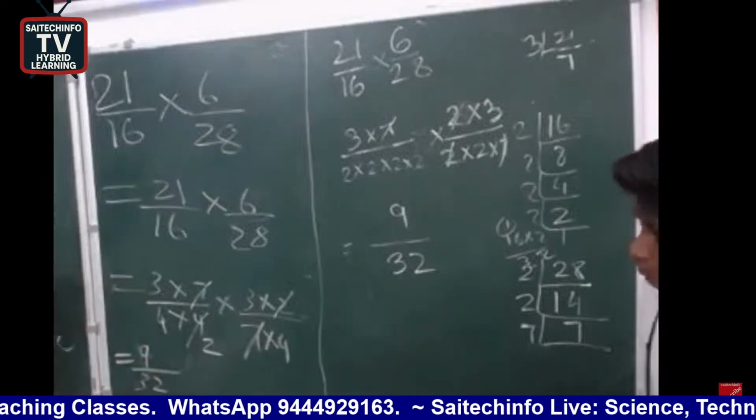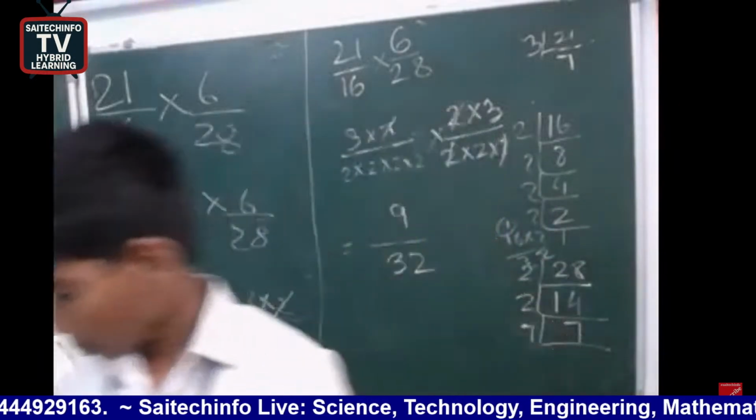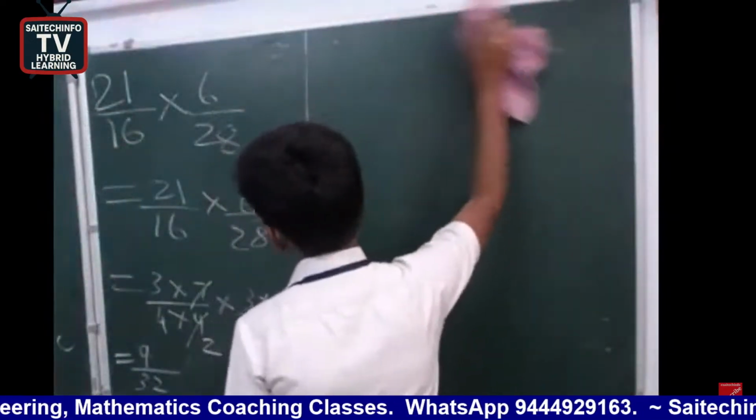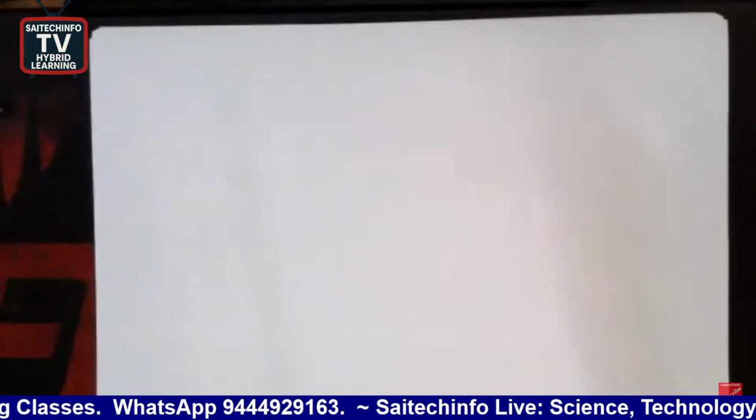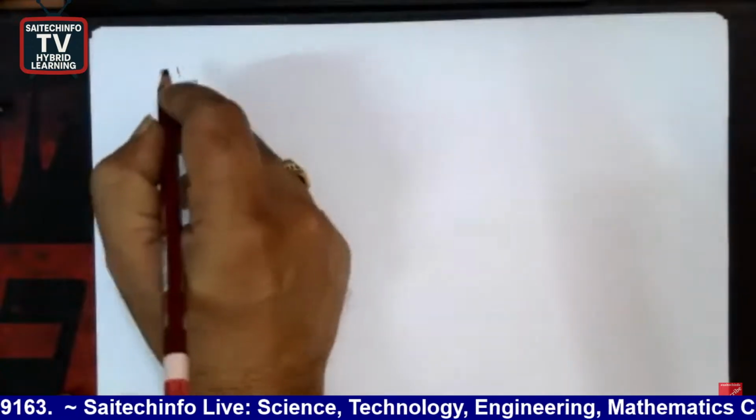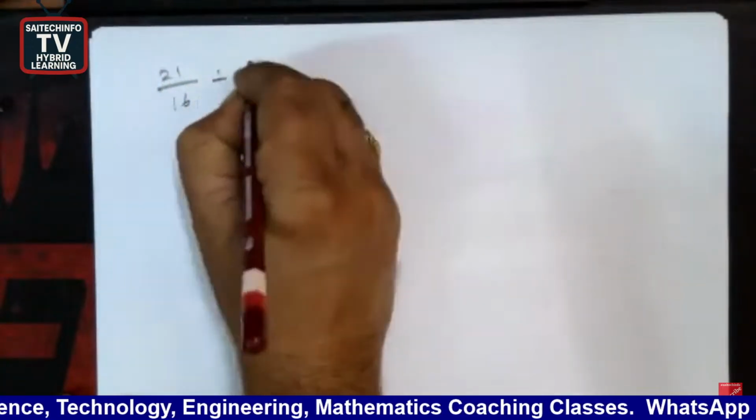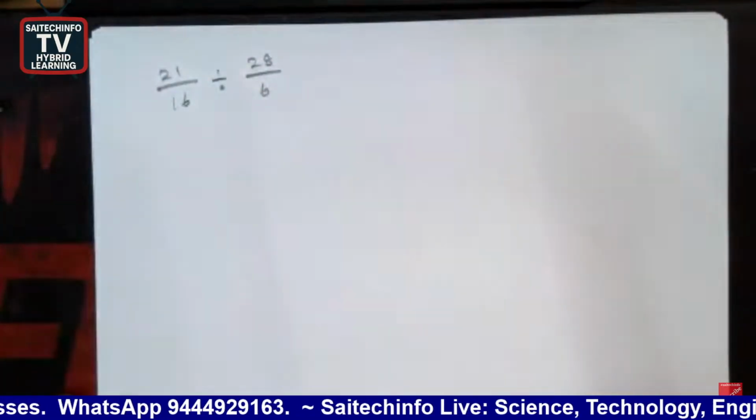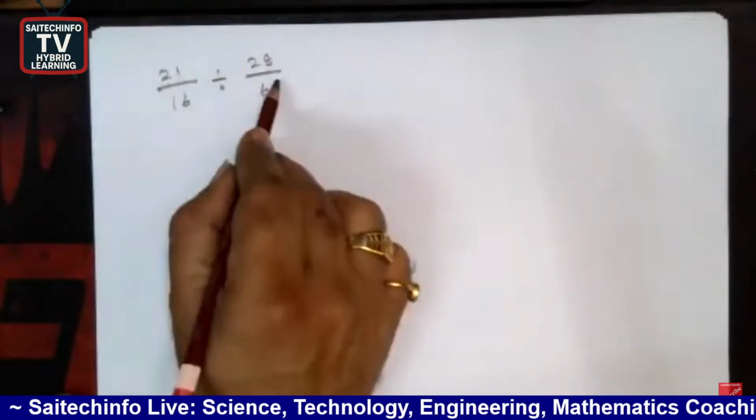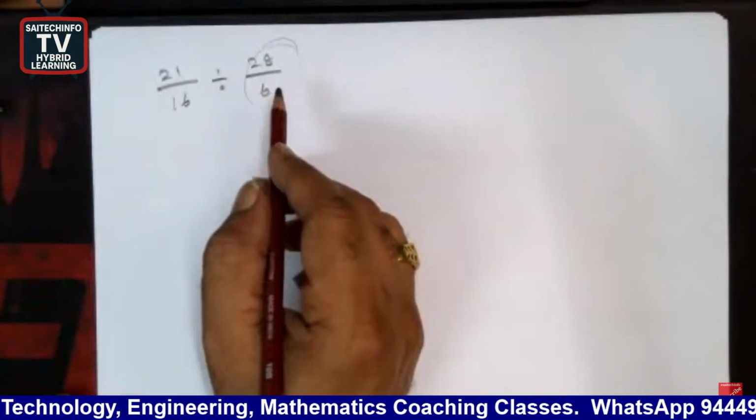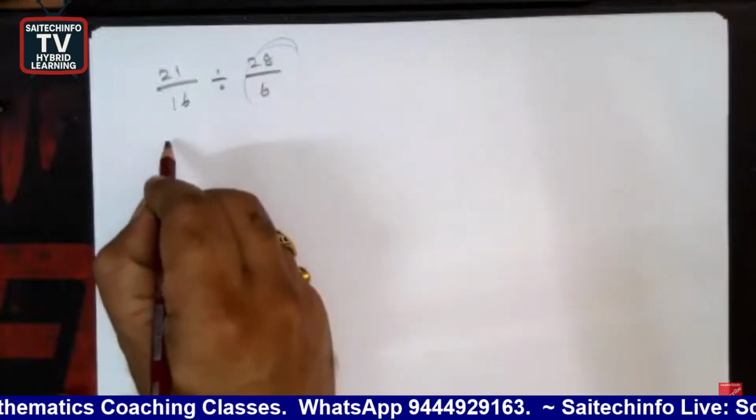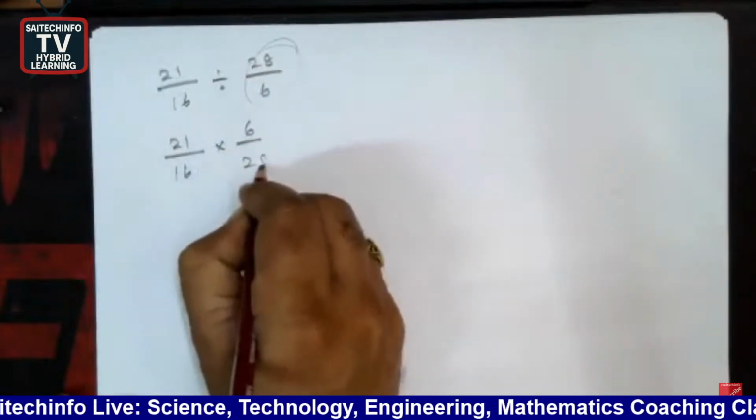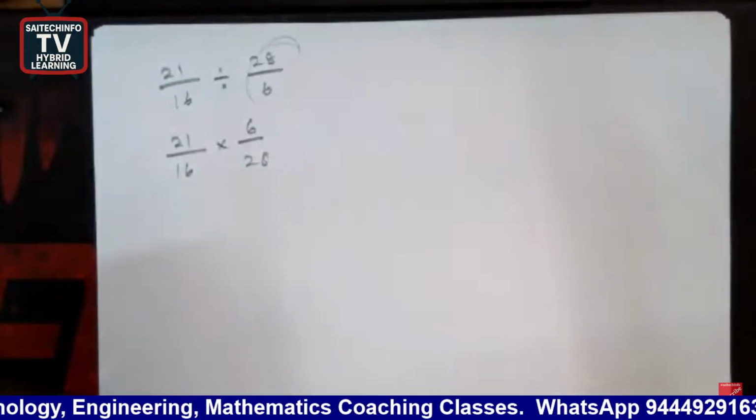Now let us go ahead with the division, right? We can have the same sum. Head down. I will explain first. 21 by 16 divided by 28 by 6. Is it not? Now, whenever two fractions are divided, the second fraction should be reciprocated. So, 21 by 16 into 6 by 28. Right? Then you can go ahead.